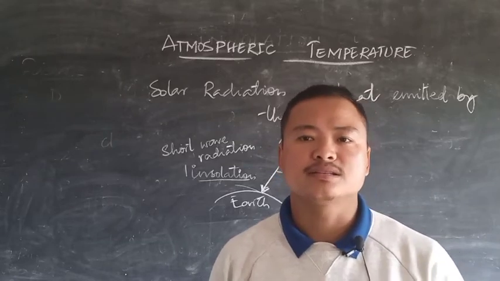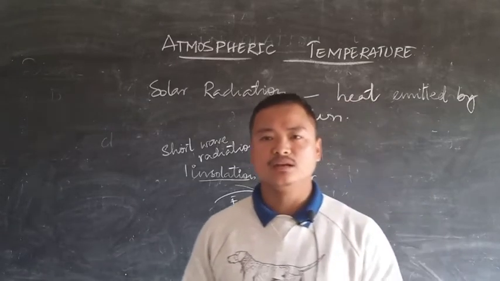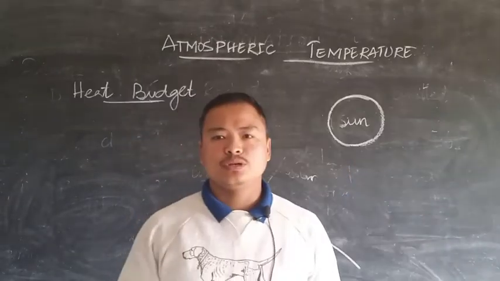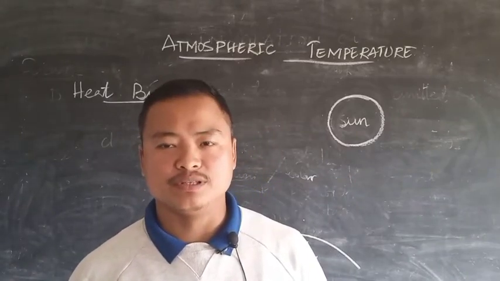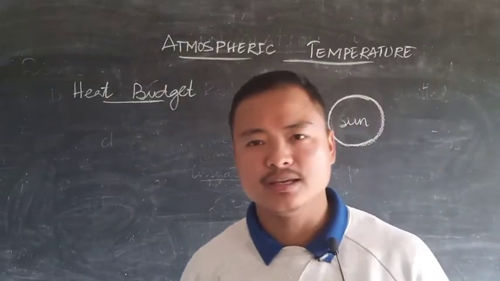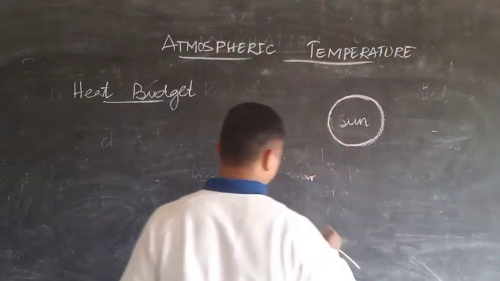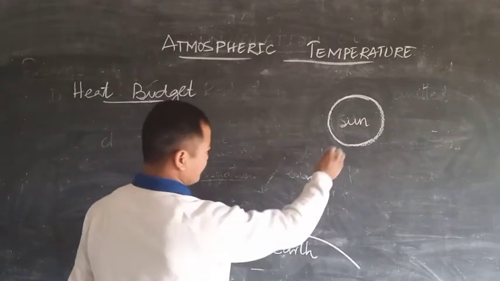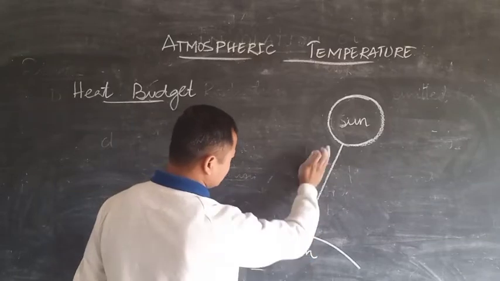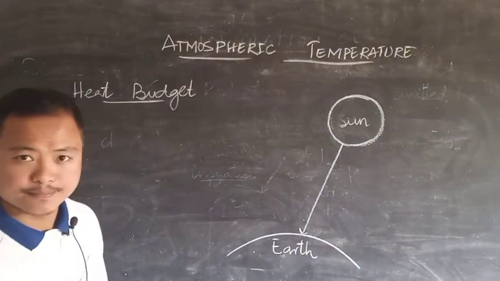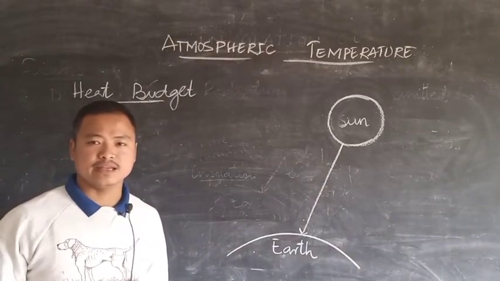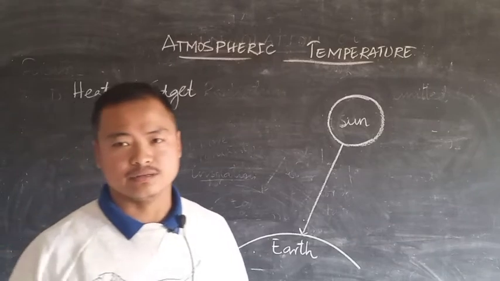So now let us discuss the balance that is called the heat budget or heat balance. When we talk about the heat budget, we say it is a balance between the incoming and the outgoing rays of the sun. Let us try to understand through this diagram. The sun emits heat energy called solar radiation. The earth is on its receiving end while the sun is giving out its energy.